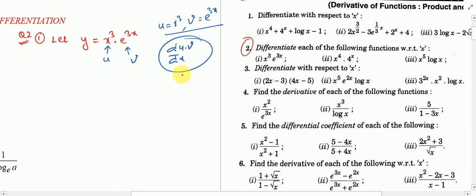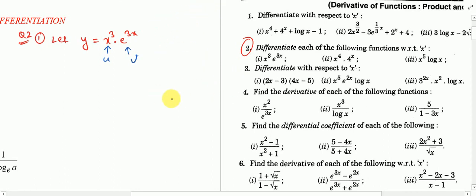Okay, so do we have any formula for this type? Yes, we do have, and that is the product rule. Yes, which is equal to this u dv upon dx plus v du upon dx. This is the product rule. Yes, so in this case we have to use the product rule. Okay, see over here, this implies dy upon dx is equal to this.